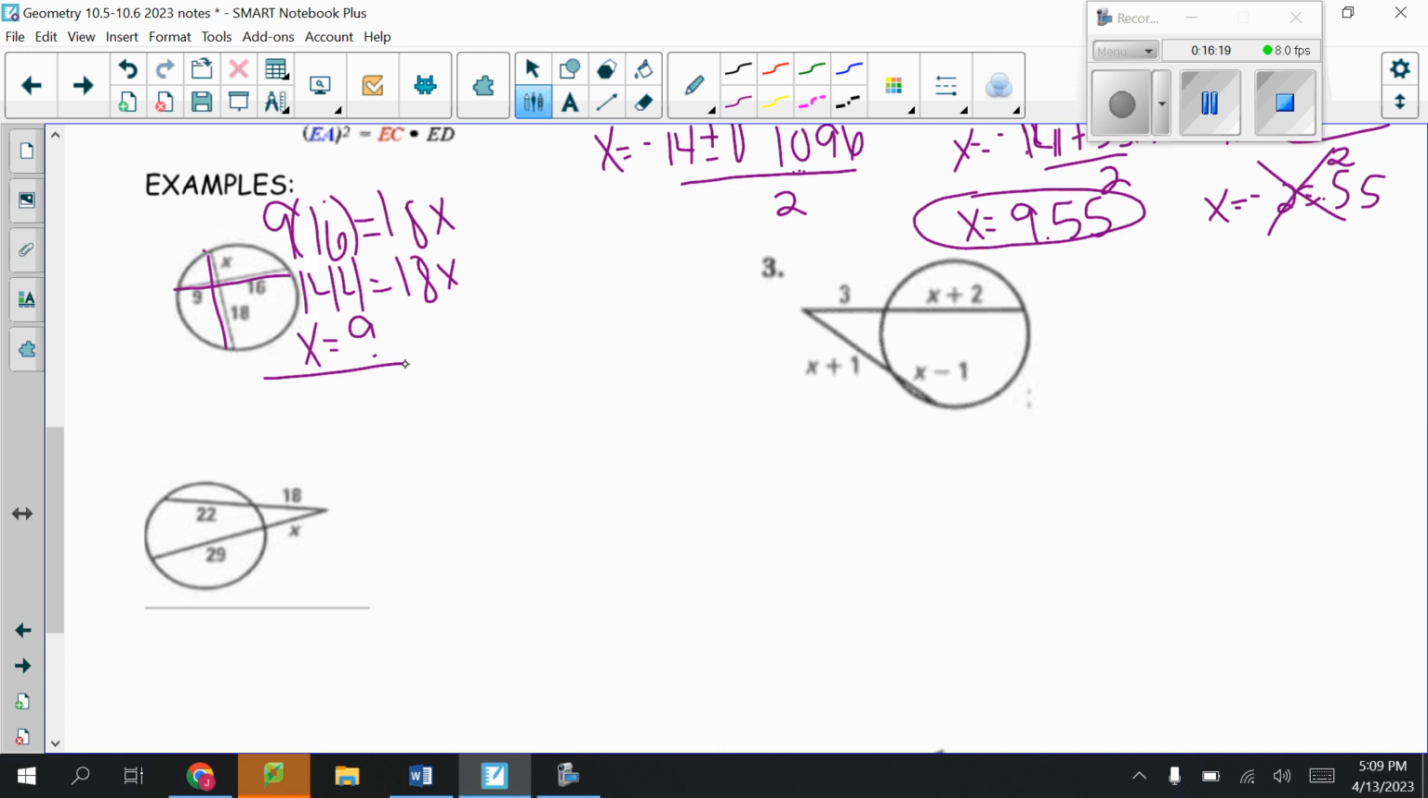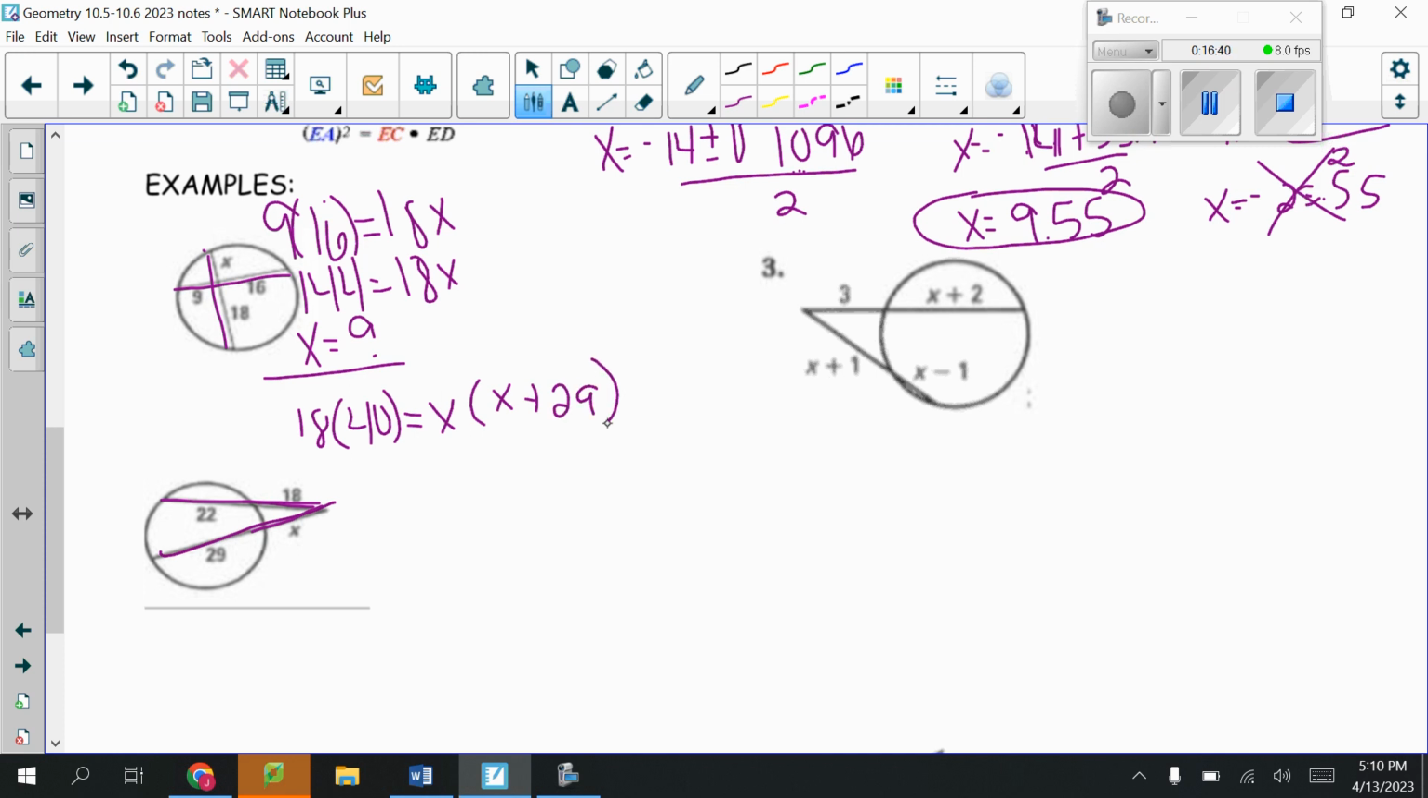We'll go below that one. I have 2 secants. I take the external one, so 18, times, I add the whole thing together, so 18 plus 22 is 40. I set that equal to the outside one, x, times the whole thing added together, x plus 29.